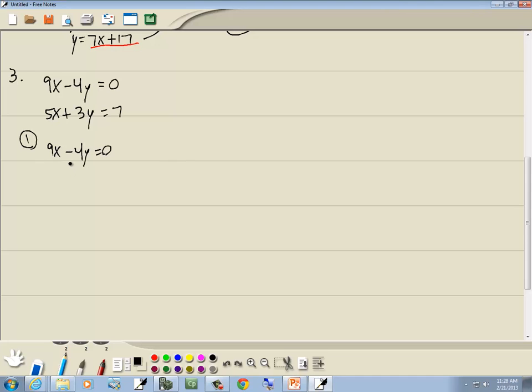And I'm going to solve it for x. So I'm going to take negative 4y to the right side, and it becomes a positive 4y. And then I'll divide both sides by 9. And we get x is equal to 4 ninths y.